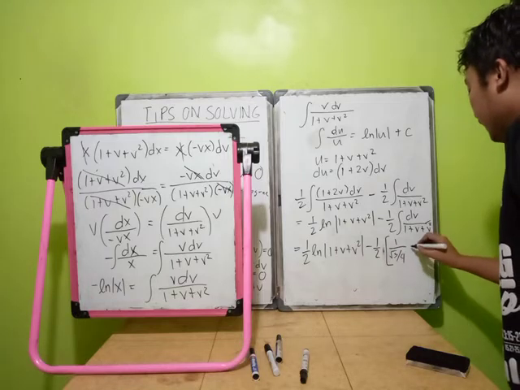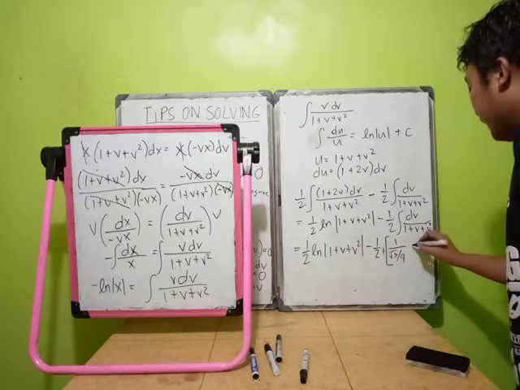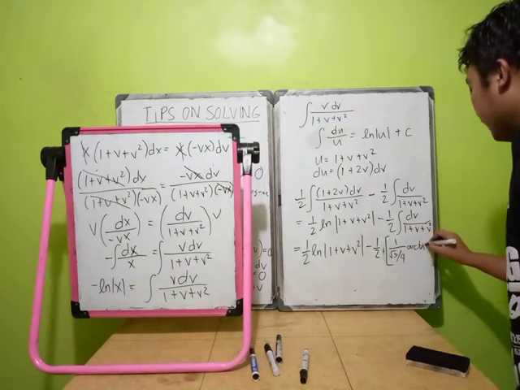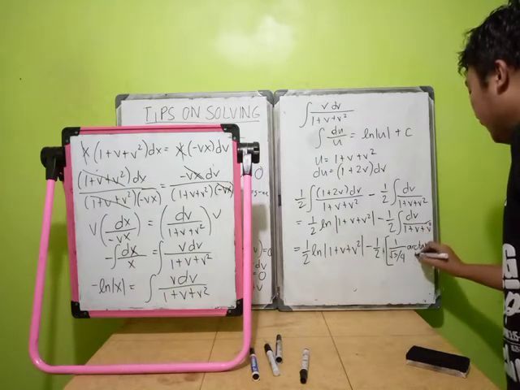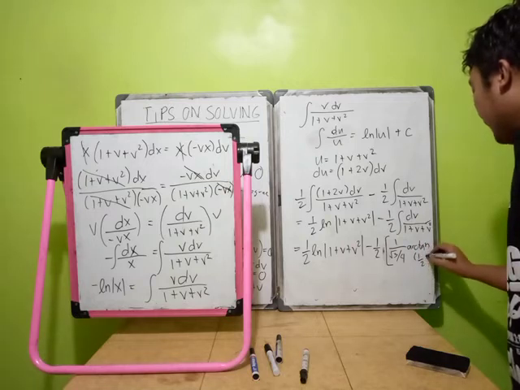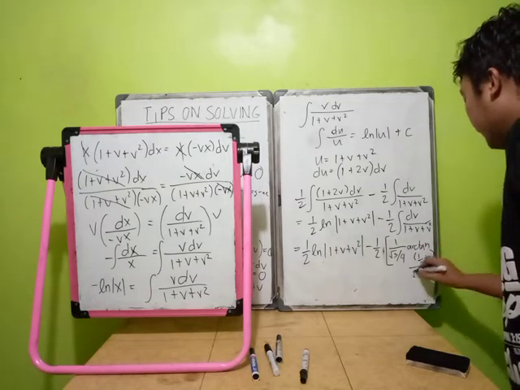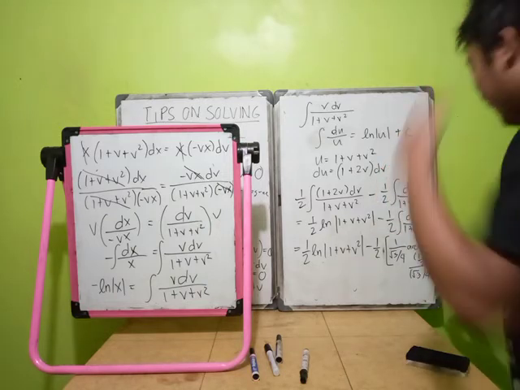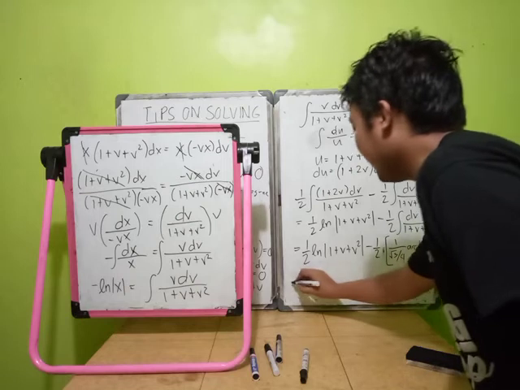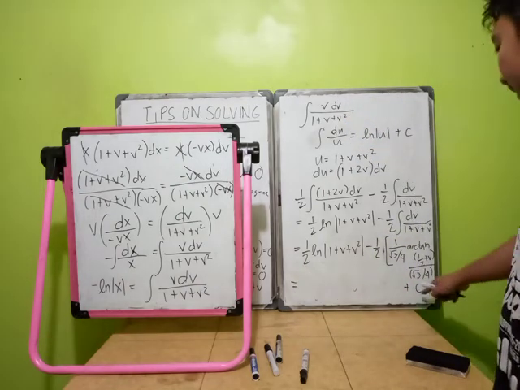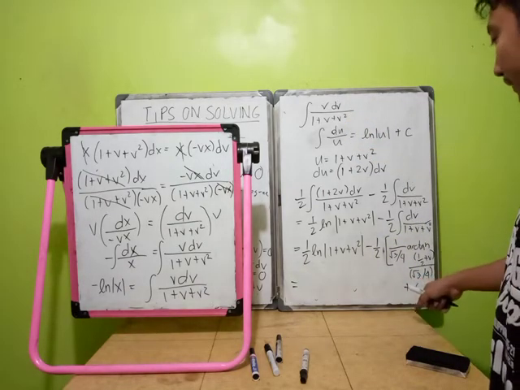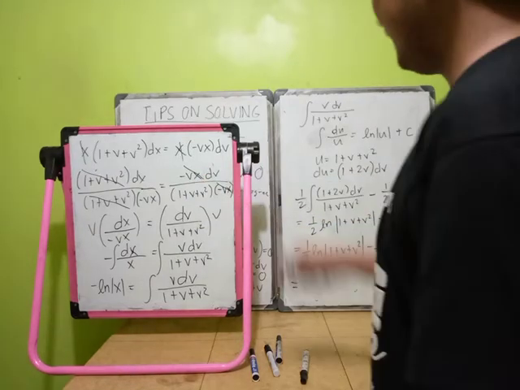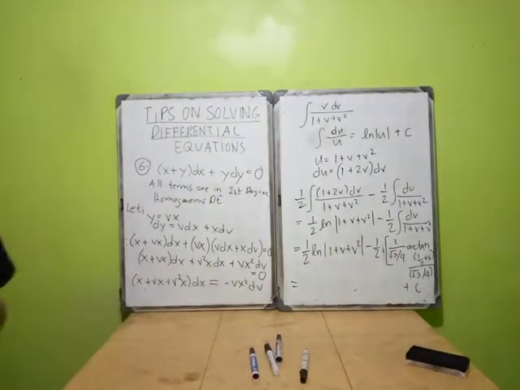Square root of 3/4 arctangent of 1/2 plus v over square root of 3 over 4 plus c. So therefore, ang magiging resulta niya ay ito. Okay? So therefore, yung sagot natin dito, okay, masyadong mahaba.